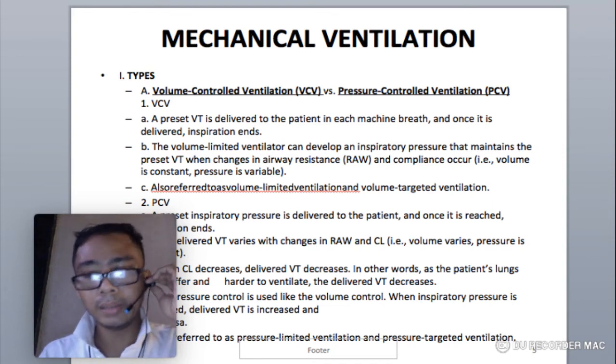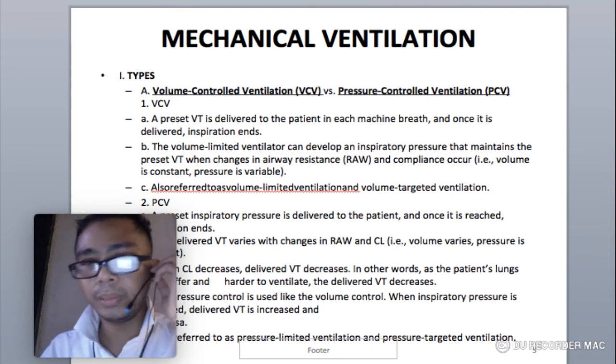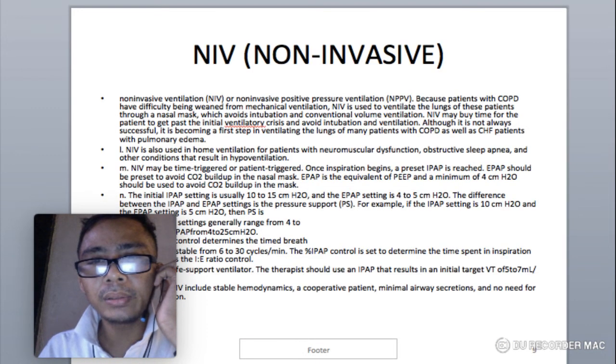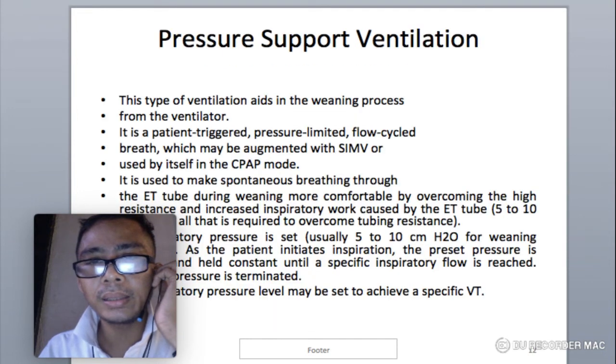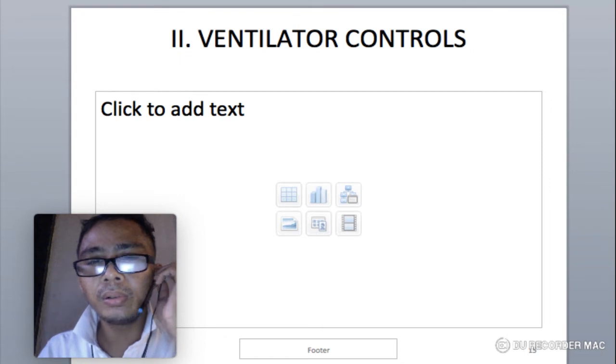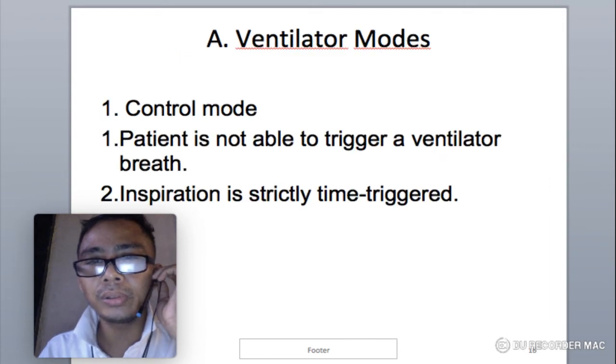I'm experiencing some technical problem on my slides. So the guidelines, so that we review the guidelines. So that's the non-invasive or the pressure support ventilation. So we need to proceed now to the ventilator controls.